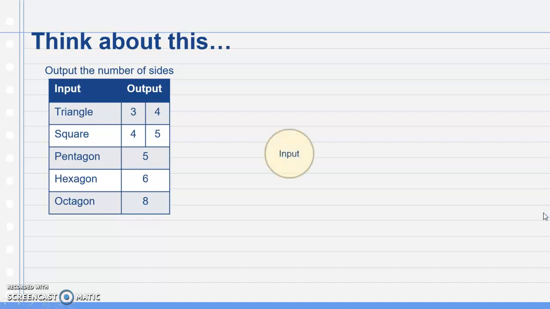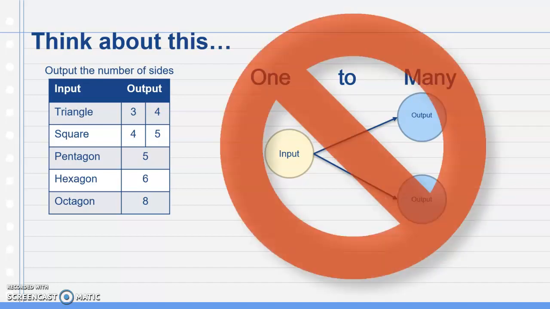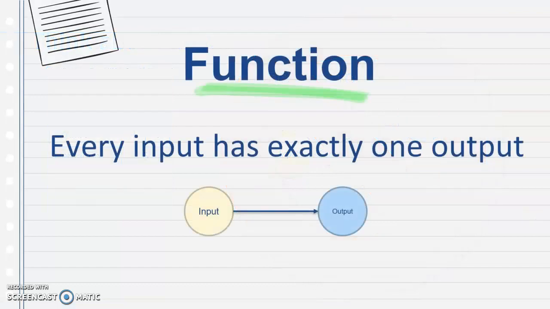What's happening is we have inputs in this example that are going to multiple different outputs. This does not work in functions. This is not a function. This is an example of one input to many outputs, which is not the definition of a function. And a lot of times they will seem weird in the scenarios. The definition of a function, and this is something you're absolutely going to want to make sure you know, is every input, aka your X values, has exactly one output, which are your Y values.